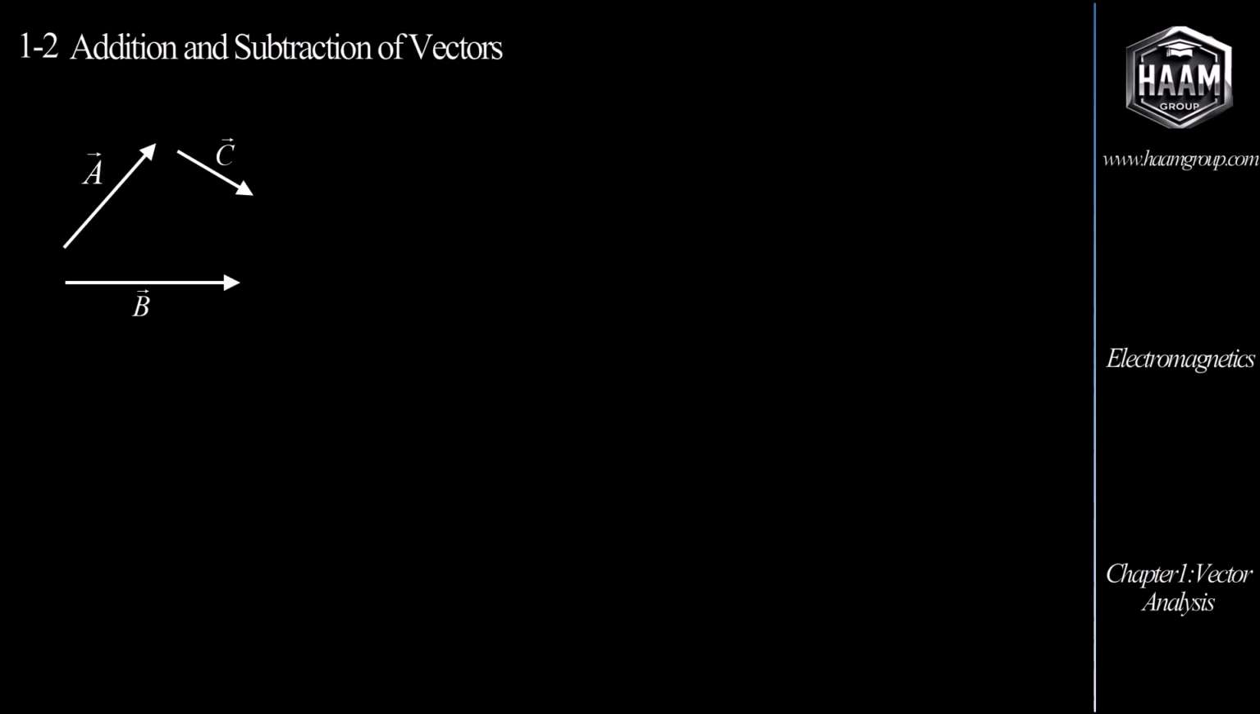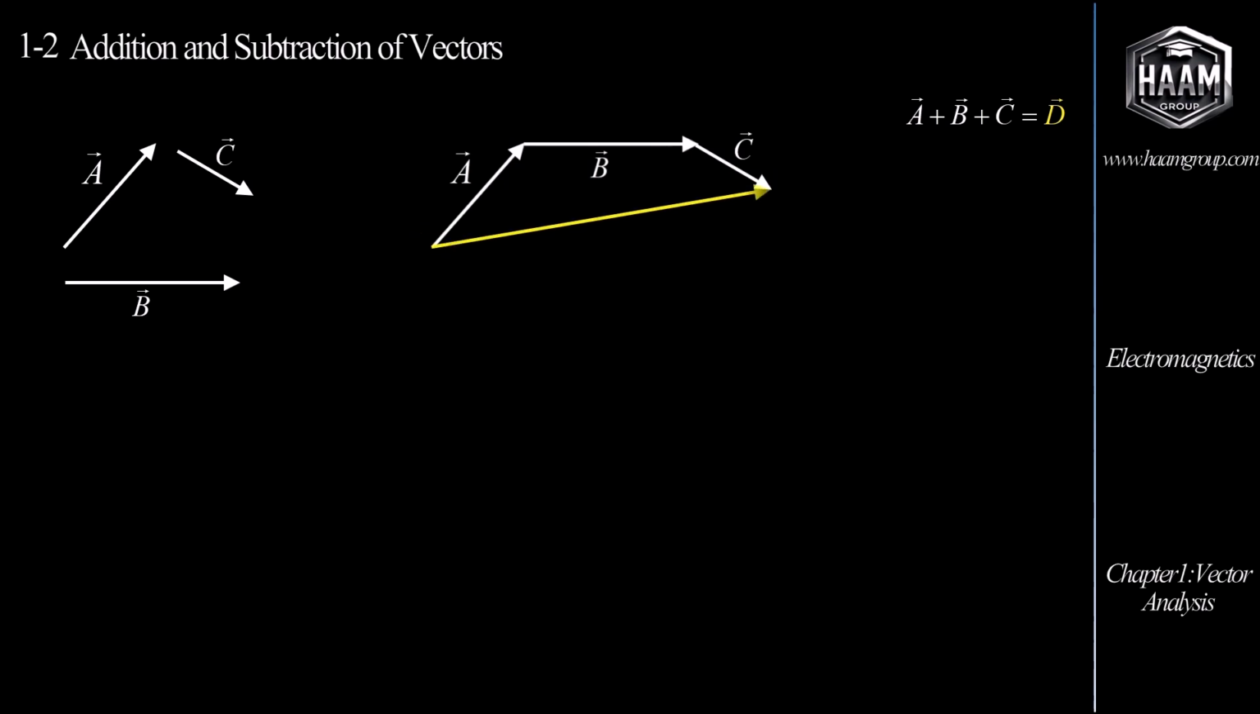Let's begin with the addition of three vectors. First, draw the first vector A. From the head of A, draw the second vector B. Since we also need to add C, draw vector C starting from the head of B. Finally, connect the tail of A to the head of C. The resulting vector represents the sum A plus B plus C, which is denoted here by the yellow vector D.